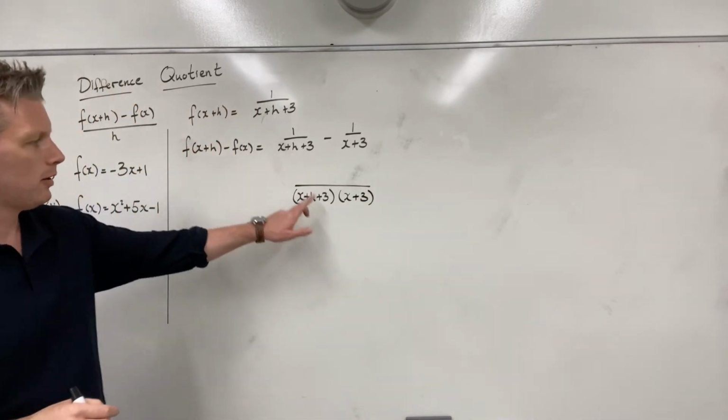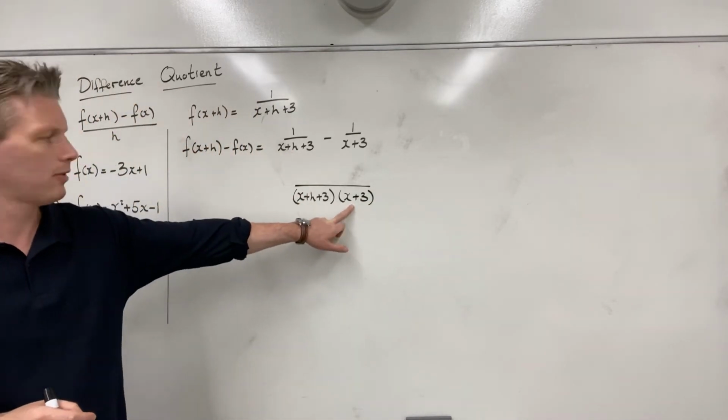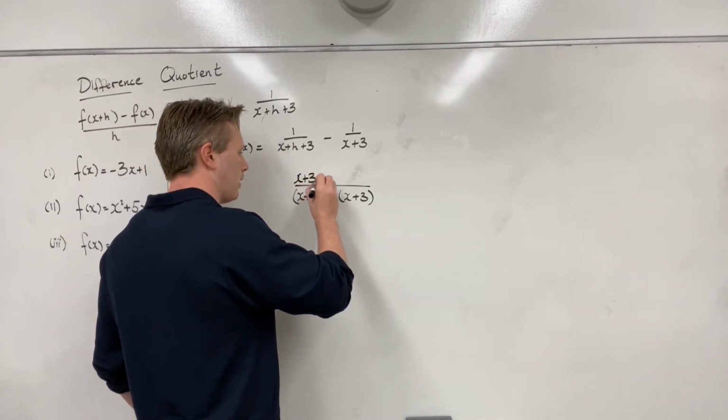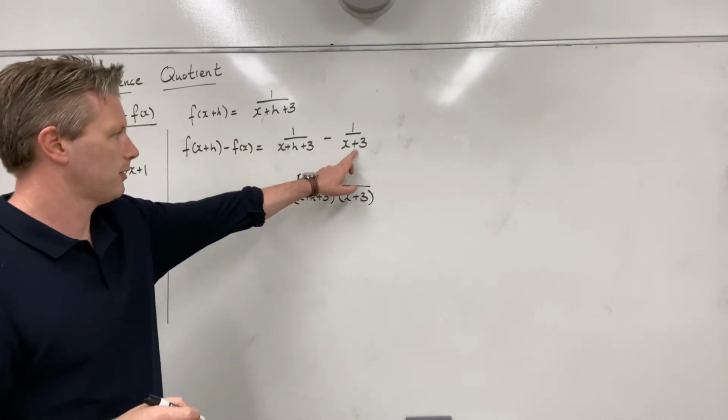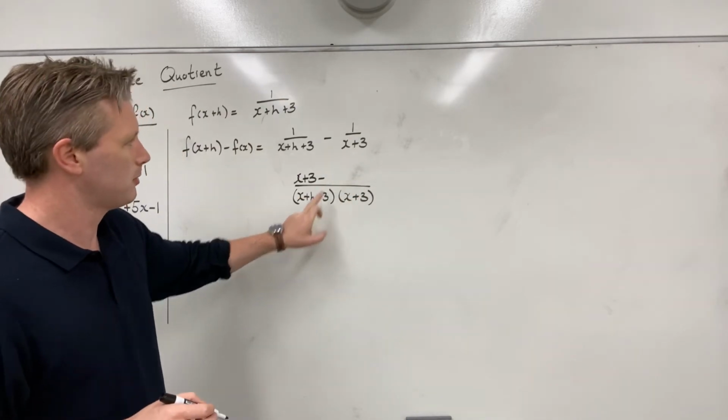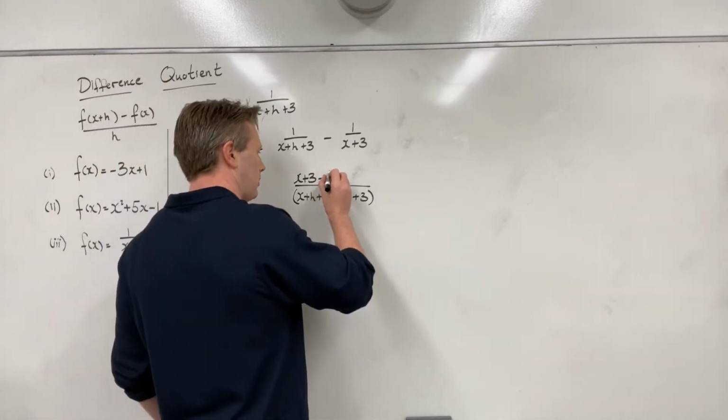X plus h plus 3 goes into all of this x plus 3 times. X plus 3 times 1 is x plus 3. I have a minus. X plus 3 goes into all of this x plus h plus 3 times. X plus h plus 3 times 1 is x plus h plus 3.